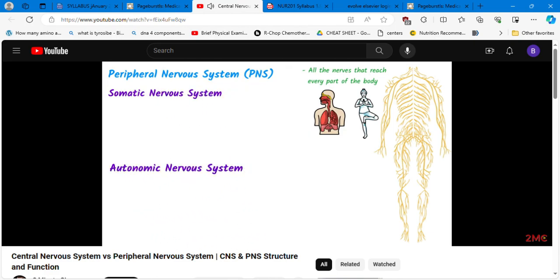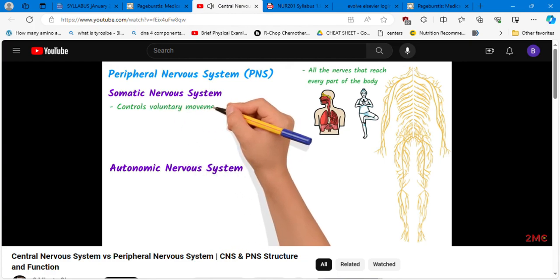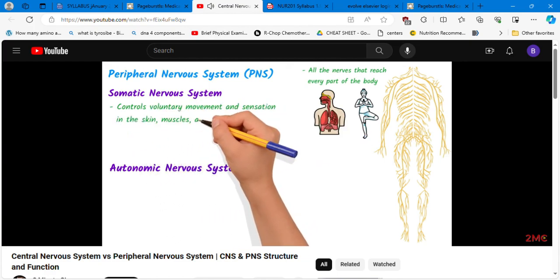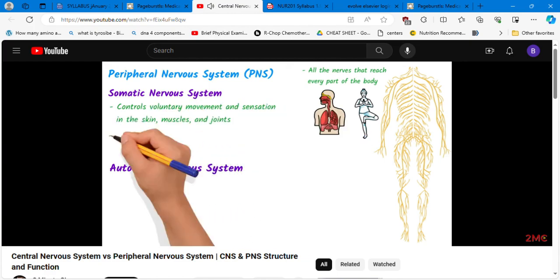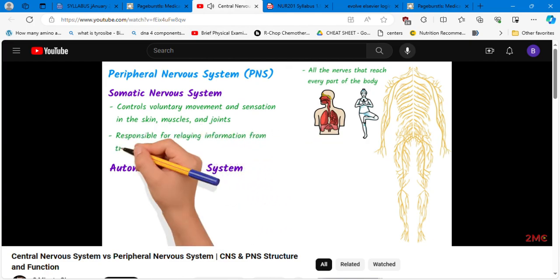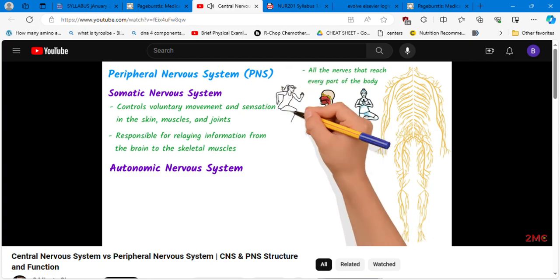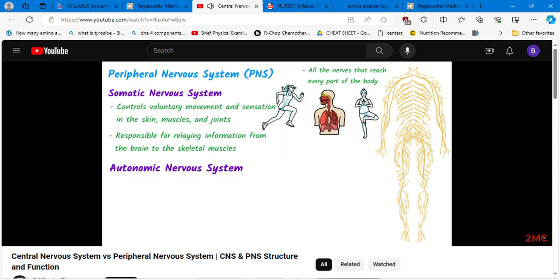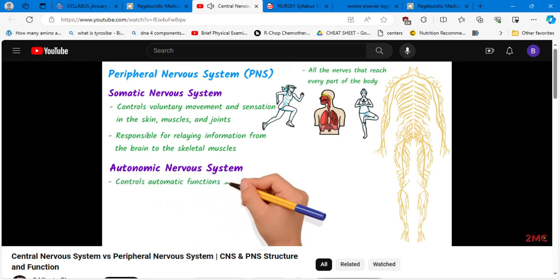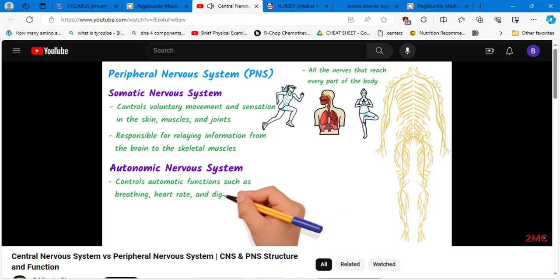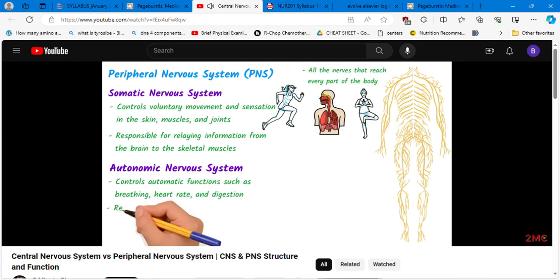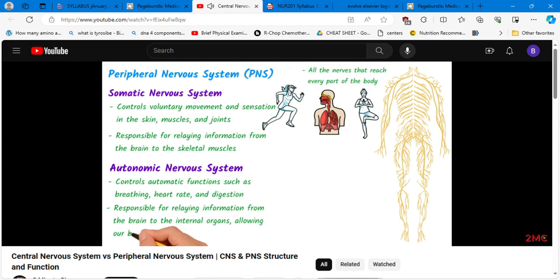The somatic nervous system controls voluntary movement and sensation in the skin, muscles, and joints. It is responsible for relaying information from the brain to the skeletal muscles, allowing us to move our limbs and perform other voluntary actions. The autonomic nervous system, on the other hand, controls automatic functions such as breathing, heart rate, and digestion. It is responsible for relaying information from the brain to the internal organs, allowing our body to function without conscious control.